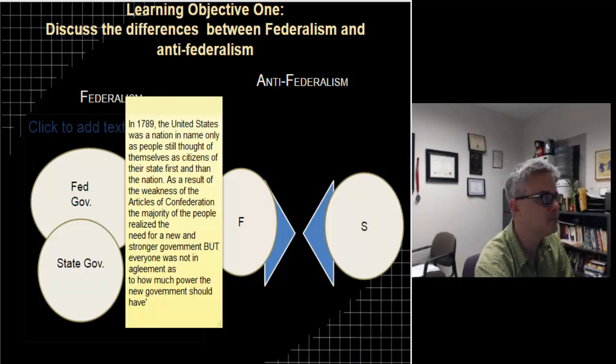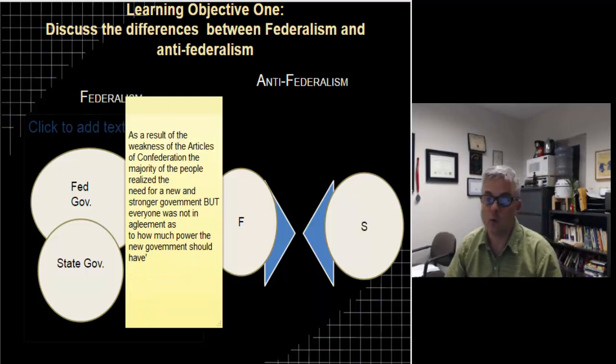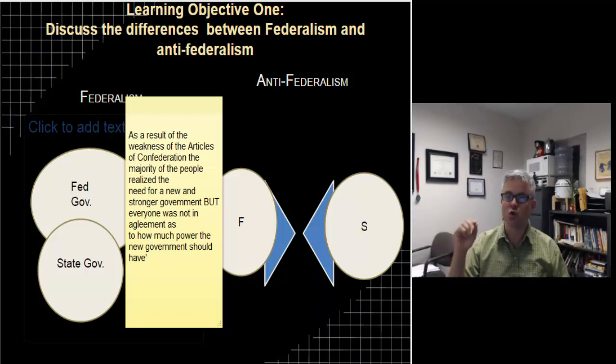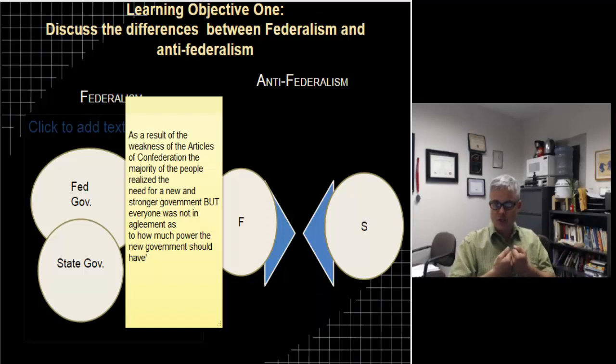But your everyday person would not at all identify with being an American to any extent that we would understand today. So as a result of the weaknesses of the Articles of Confederation, the first Constitution of the United States, the majority of people realized the need for a new and stronger government, but everyone was not in agreement as to how much power the new government should have.